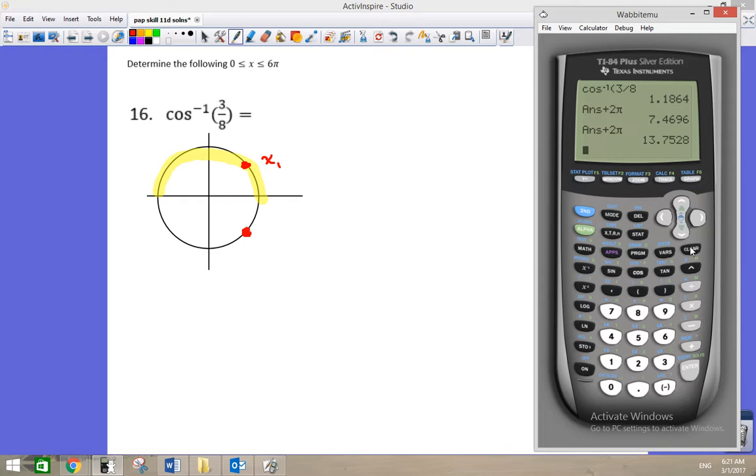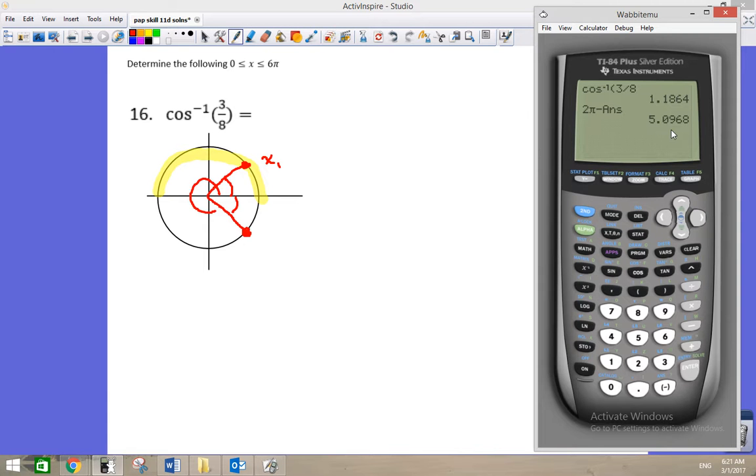Now let's go back to our original solution, the 3 divided by 8. Now that's in the first quadrant. And when you're in the first quadrant, you're your own reference angle. So this is the reference angle. And so to get to this other point, all I have to do is take 2 pi minus that reference angle. 2 pi minus my reference angle.